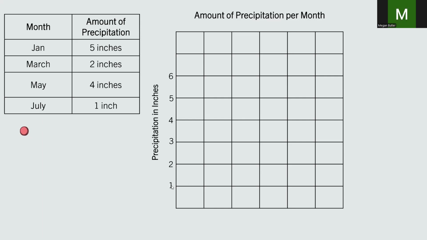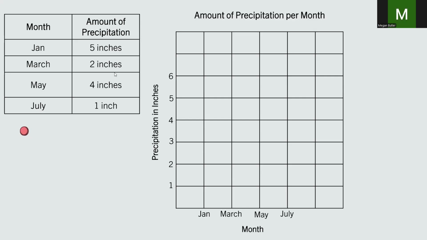Then you should title your y-axis. So in this case, we're doing precipitation in inches. It should go on your y-axis. And then our month goes on our x-axis. It's important to note that anytime you have any units of time, it should always go on your x-axis. So in this case, we have January, March, May, and July.